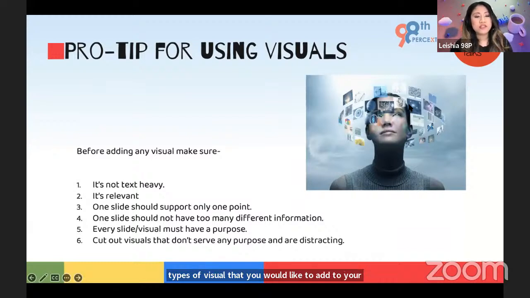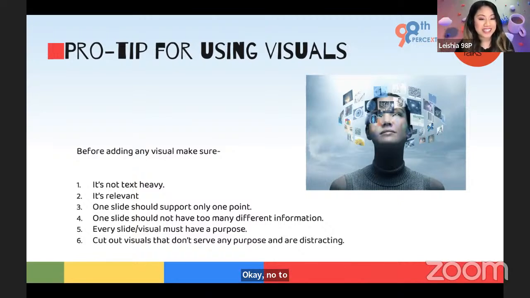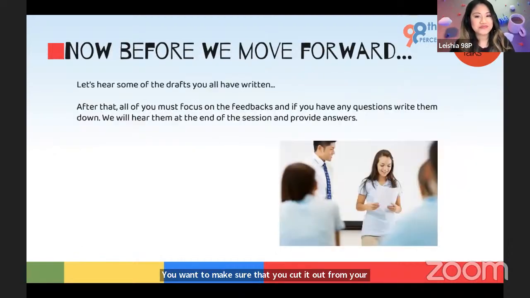So tips for using visuals. Make sure it is not text heavy. You don't want paragraphs, okay? No to paragraphs or a lot of words on your slides, okay? Make sure it's relevant. One slide should support only 1 point. You shouldn't have multiple points in a slide because that will just confuse your audience. And you want to make sure that they are meaningful, that they're significant. If any of your visuals are not cutting it anymore, they're not serving a purpose, or are distracting, you want to make sure that you cut it out from your talk.